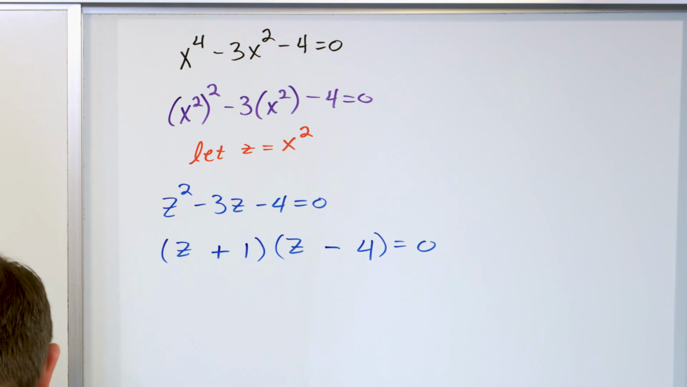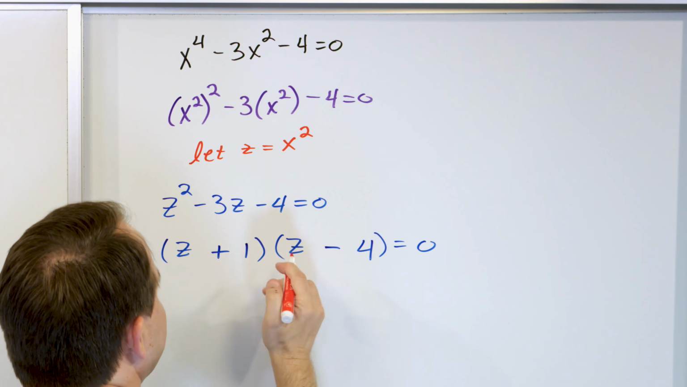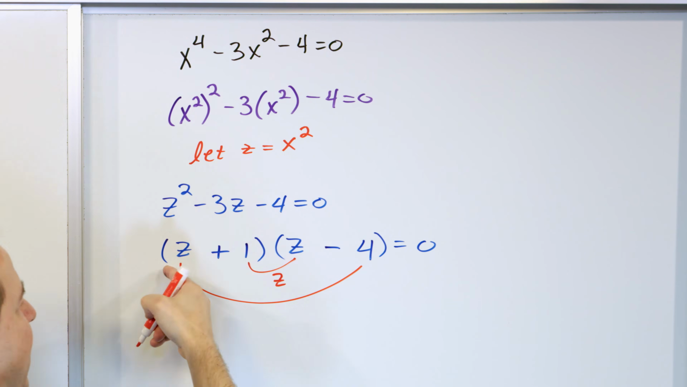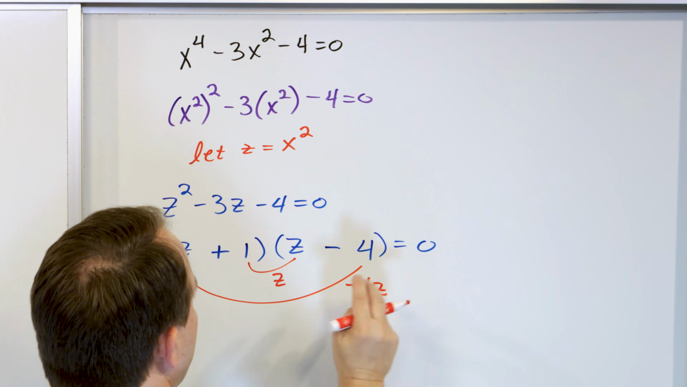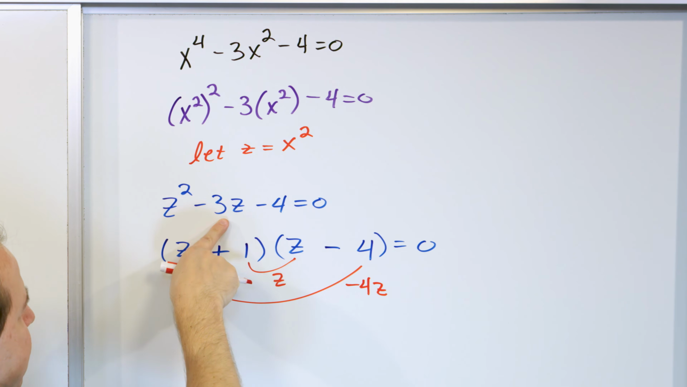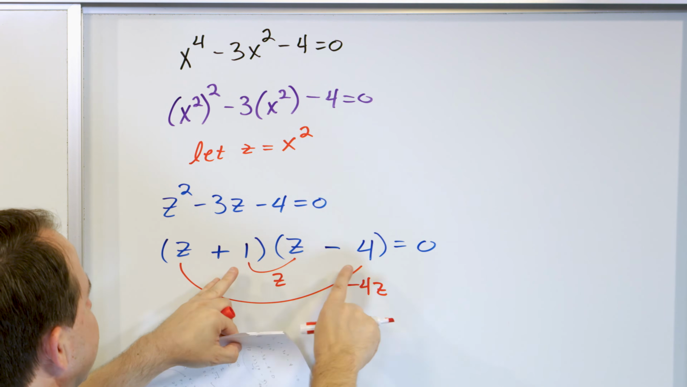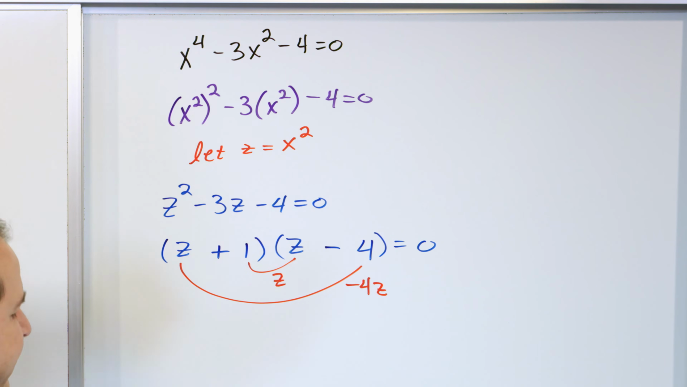And you should always check yourself, by the way. The interior terms are going to give me positive z. The exterior terms, negative 4 times the positive z, will give me negative 4z. When I add these, I'll get the negative 3z. So I have z times z is z squared. The interior and exterior terms give me this, and then these multiply to give me negative 4. So that's the correct factored form.